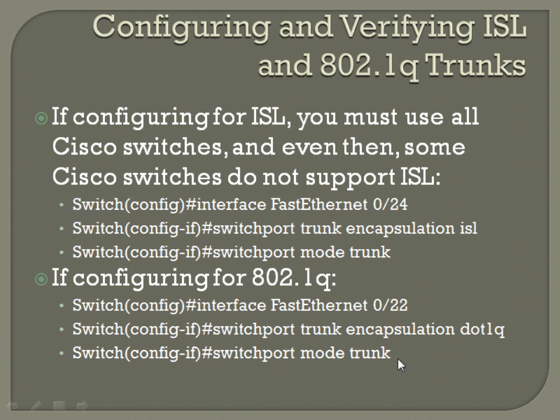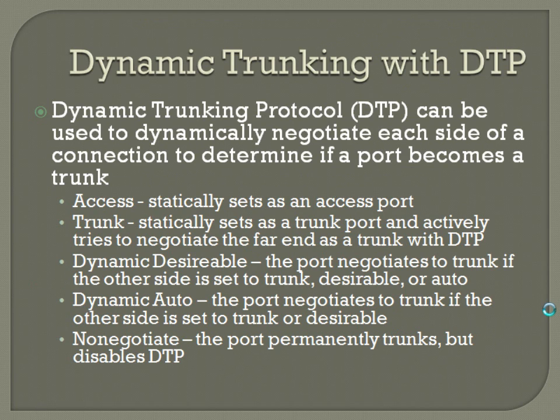And so we've also got dynamic trunking with DTP. Dynamic Trunking Protocol can be used to dynamically negotiate each side of a connection to determine if a port becomes a trunk. And this is actually specifically what I'm talking about when I mentioned that the configurations may not have to be exactly the same. My opinion is you should just set them up statically so you don't have to worry about this, but Dynamic Trunking Protocol basically allows you to set potential negotiation between each side of the trunk to determine what it is and what it isn't.